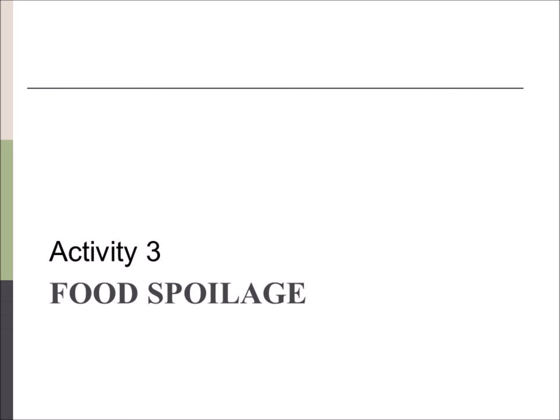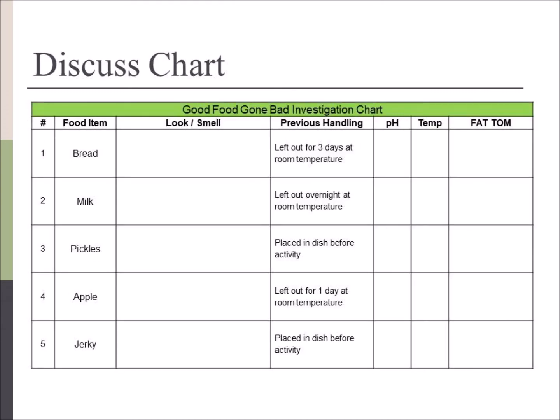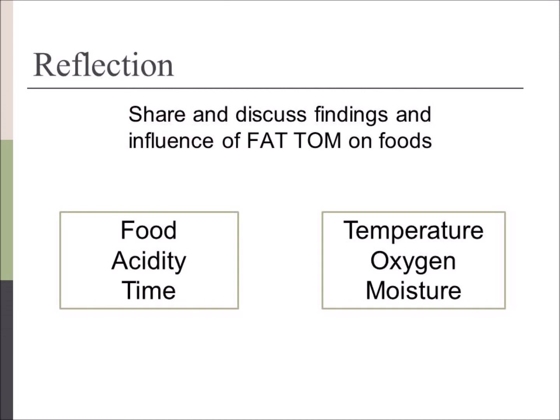Our last activity is a food spoilage activity. Using the items you've prepared, have them fill out the following worksheet or discuss it as a group and complete the worksheet together. Have them identify each food sample, observe and write the characteristics, test for pH and temperature, and determine which FAT TOM factor or factors contributed to the changes in the food. Share and discuss what you found during all of the activities and talk about the different areas of the FAT TOM acronym.